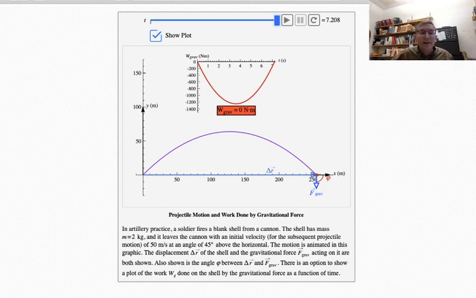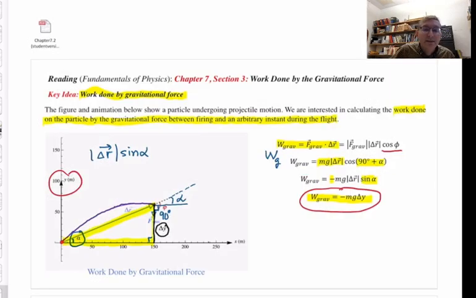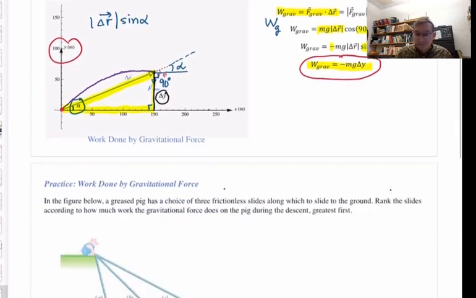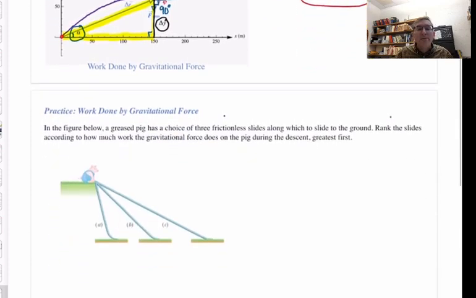All right, let's go back and do more pictures and do some more practice with W grav. Okay? All right, here we go. Next picture. Practice. Work done by gravitational force.